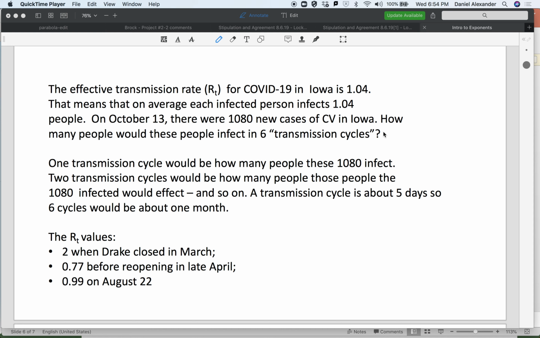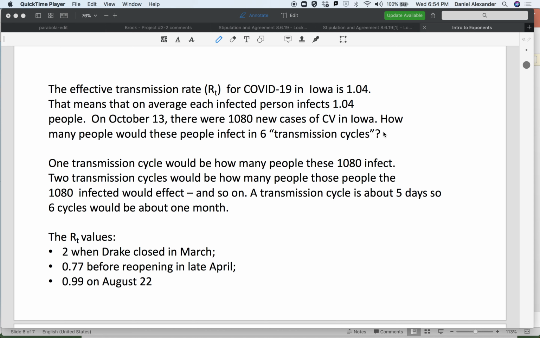How many people would these people infect in 6 transmission cycles? Now, one transmission cycle would be how many people these 1,080 infect. 2 transmission cycles would be how many people those infected would in turn infect, and so forth. A transmission cycle is between 4 and 5 days, so 6 cycles would be probably a little bit less than a month.